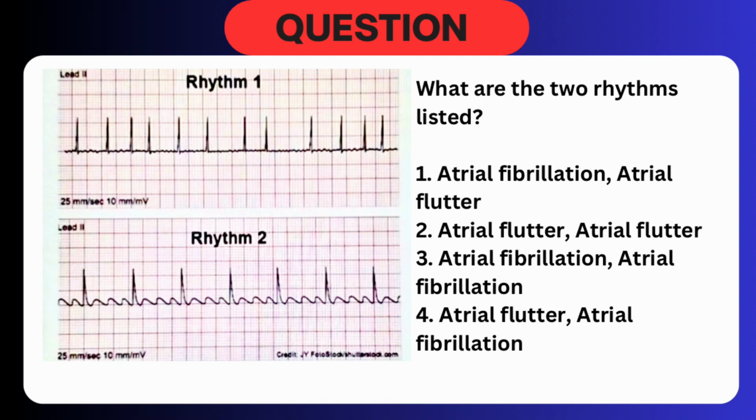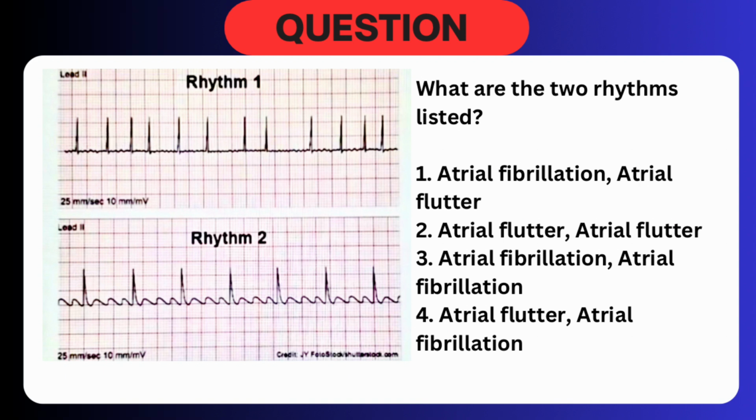If you guys chose 1, you are absolutely correct. So rhythm 1 is atrial fibrillation and rhythm 2 is atrial flutter. If you look at the picture, some of the characteristics that differentiate A flutter from A fib is A flutter tends to have those flutter-like waves, also known as a sawtooth pattern. And sometimes the pattern can appear regular or irregular, whereas A fib usually has an irregular pattern.